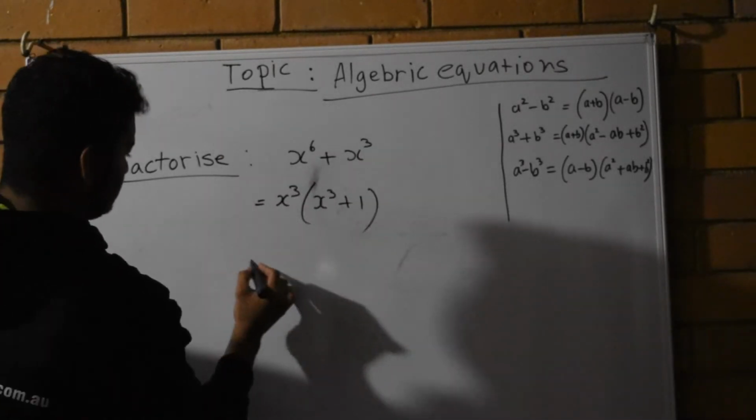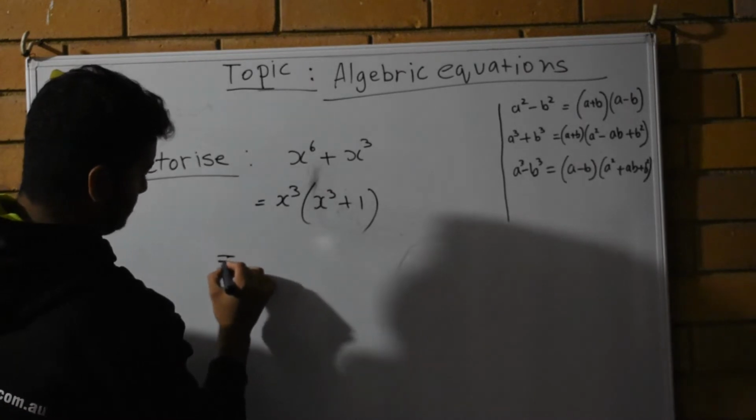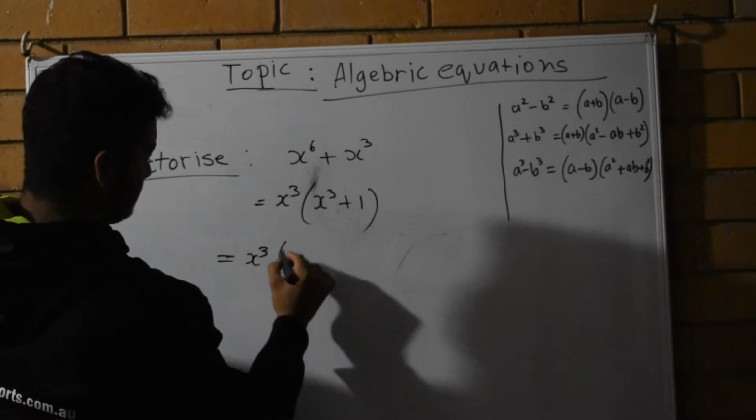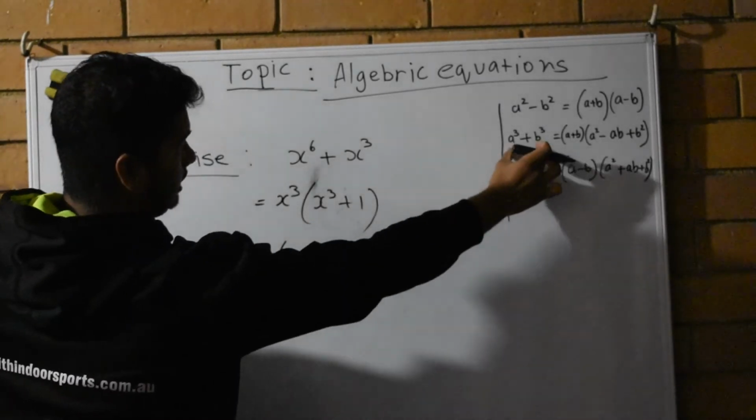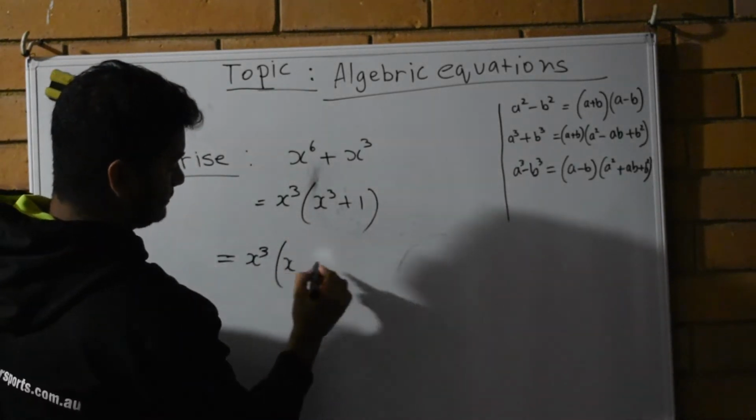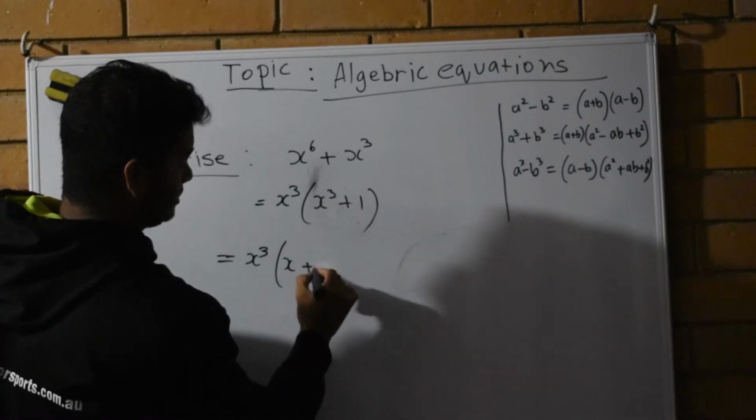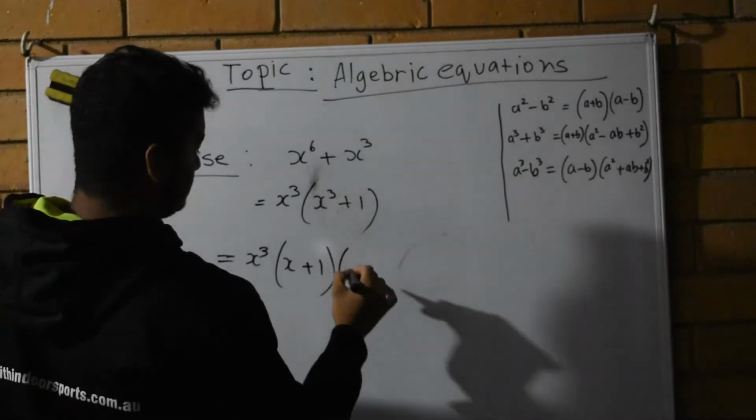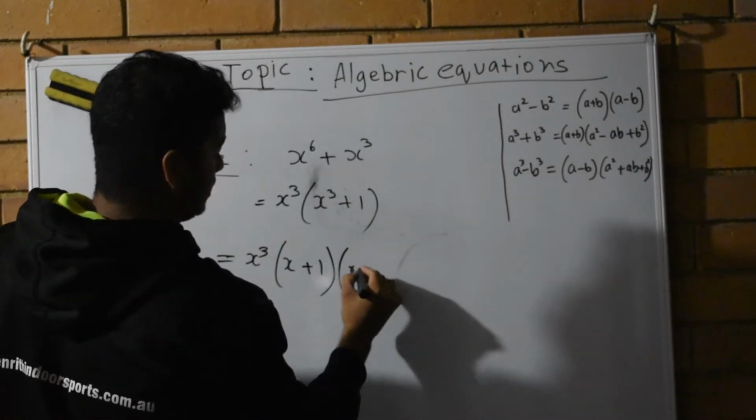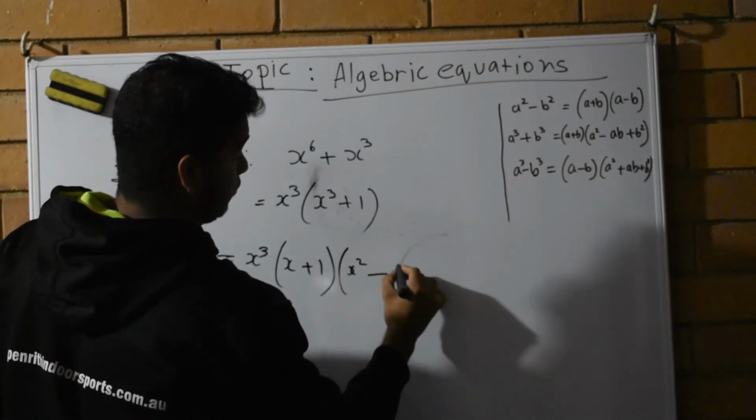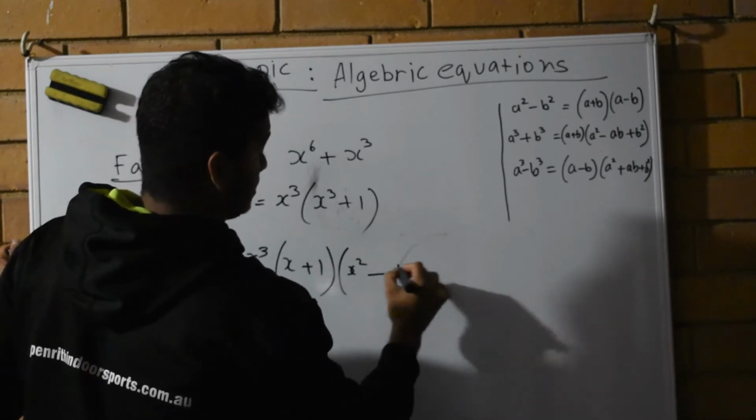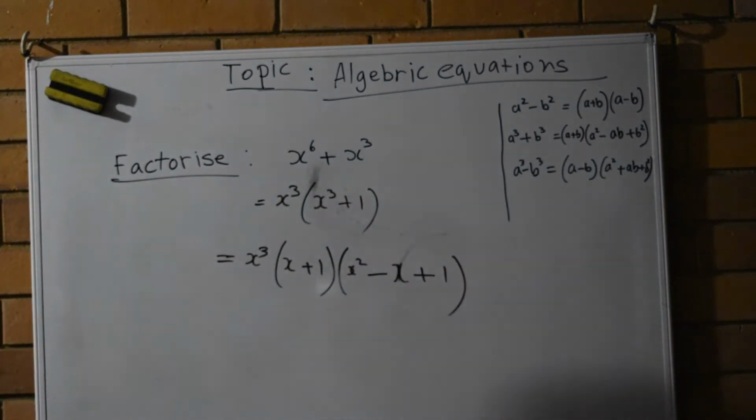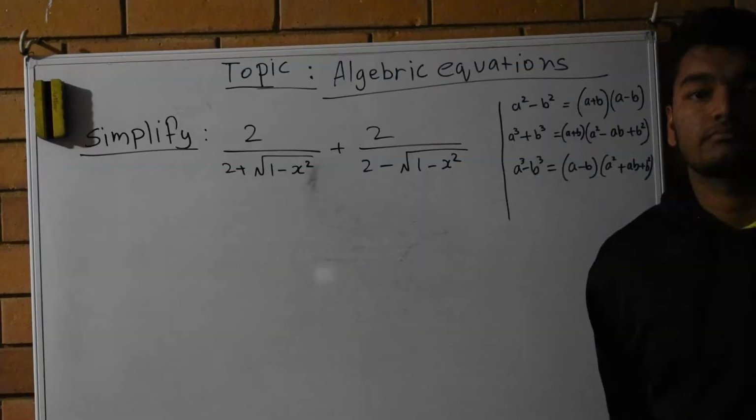So you go, okay, cool. That equals x cubed, and then for this part, take it to here, where a is my x and my b is 1. And then the second one here is my x squared minus x plus 1. So that's the solution. Tell me how you went.